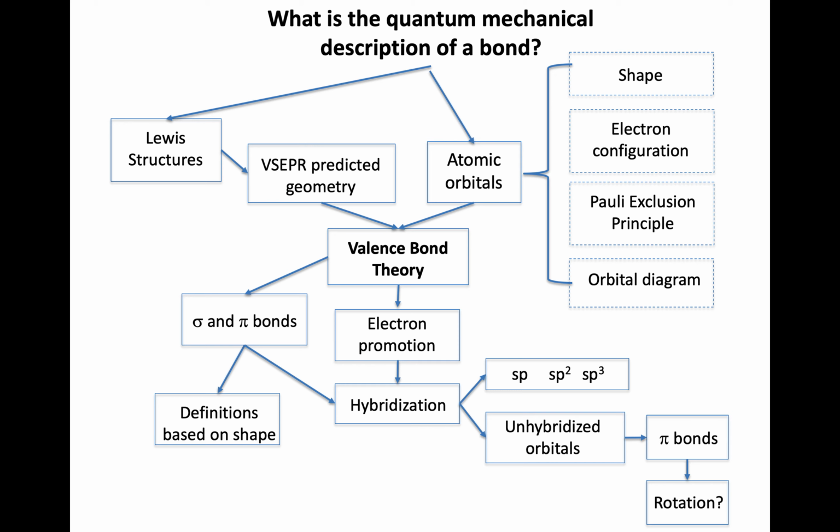So we're going to find that the bonds that we'll be forming will be characterized as sigma and pi bonds. Those definitions arise based on their shape. We're going to find that when we use valence bond theory, sometimes we're going to have to change the electron configuration by promoting electrons and making hybridized orbitals. These will still be using the language of sigma and pi bonds. And the kinds of hybridized orbitals we're going to make will have symbols sp, sp2, and sp3. There'll still sometimes be leftover unhybridized orbitals in our analysis, and we'll see those lead to pi bonds, and those have implications for whether the molecule can rotate.